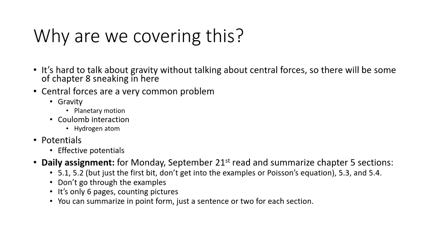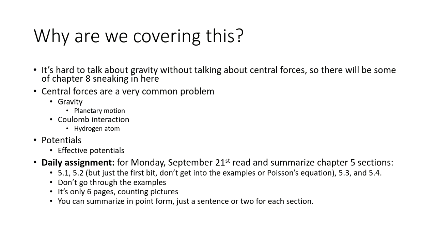For the daily assignment for Monday, September 21st, please read and summarize some of these sections from Chapter 5: 5.1, 5.2, 5.3, and 5.4. But just cover the first bit of 5.2, don't get into Poisson's equation, and you don't have to go through any of the examples, they're basically just different integrals of different shapes. So it's not particularly interesting, and I'll go over some examples in this lecture as well.